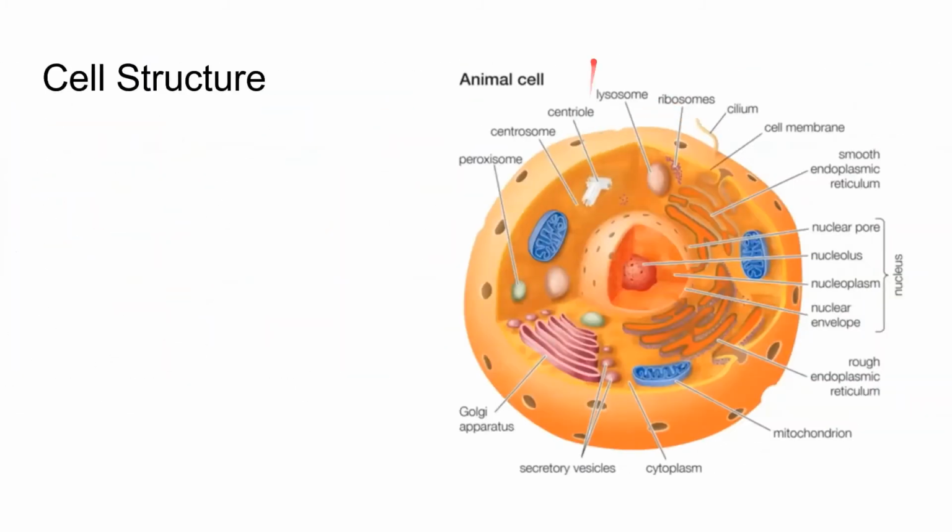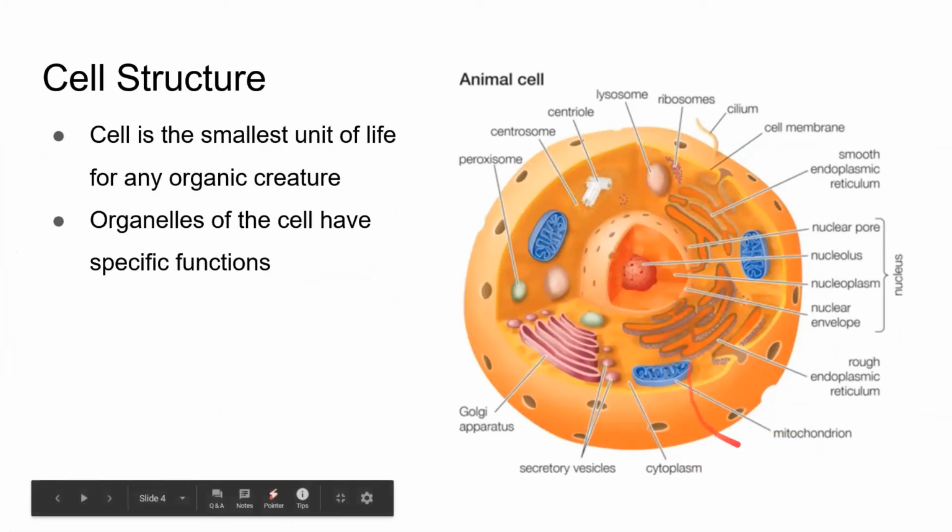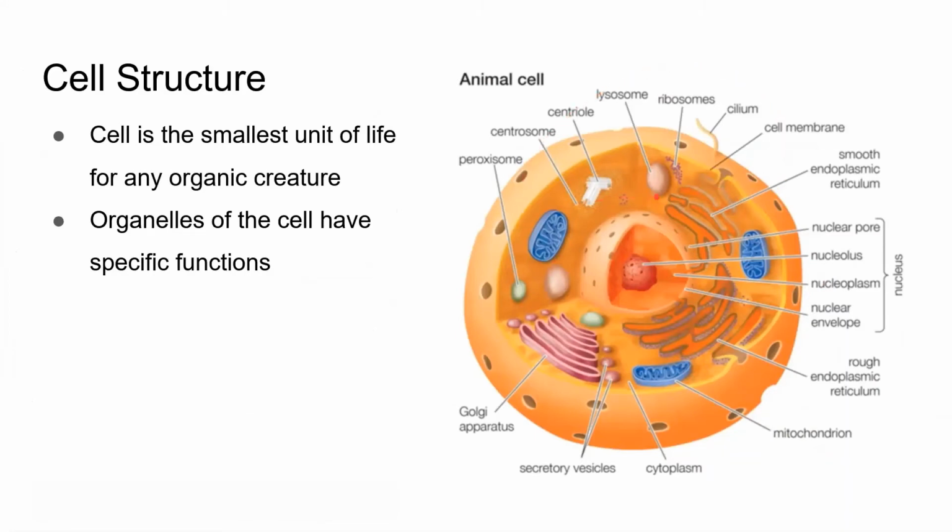So now we're going to go over what an animal cell is. A cell is the smallest unit of life for any organic creature. Now in a cell, there are organelles, and each organelle has a very specific function in the cell. For example, lysosomes are responsible for cleanup, and mitochondria are responsible for creating energy. In our LibGuides, we have a handout of all the various organelles you will find within a cell and their various functions, and you definitely want to know them.